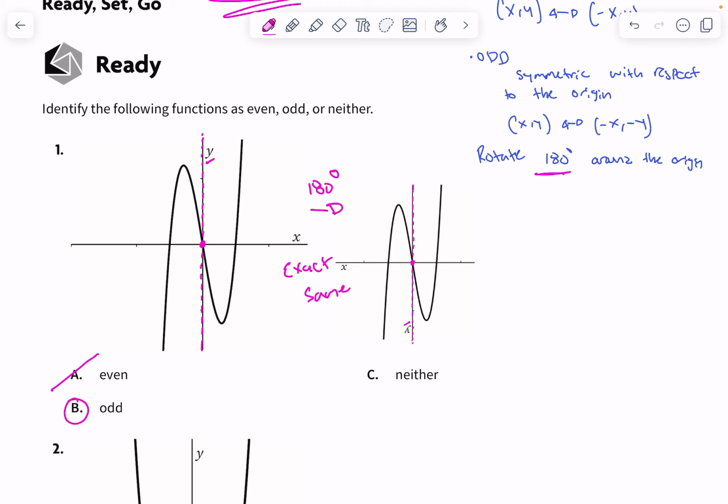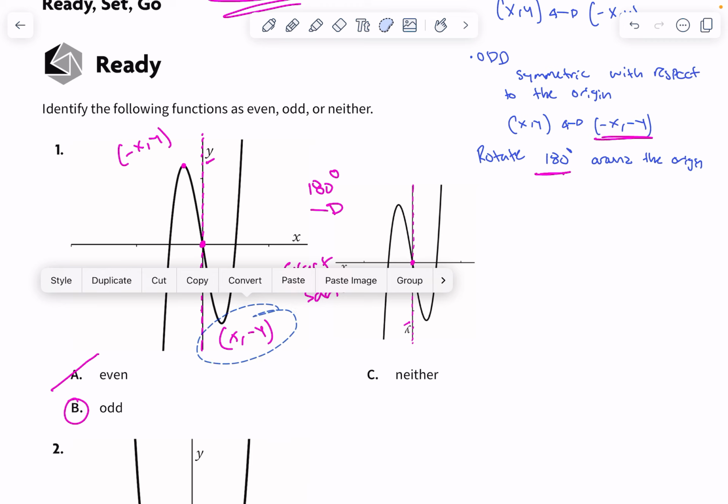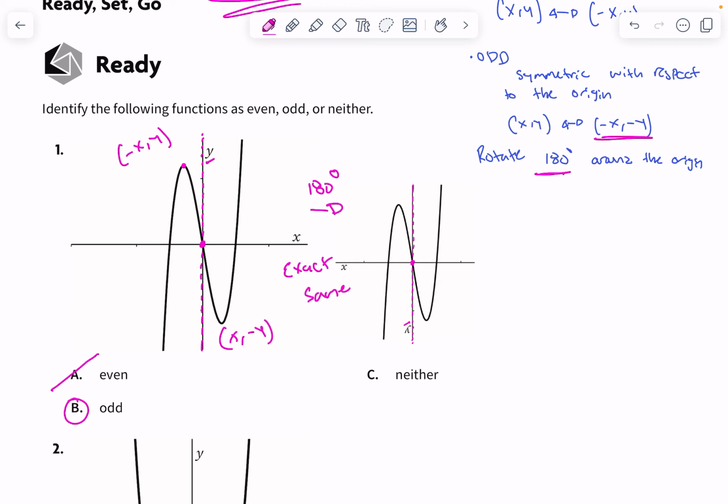Another way you could do this is to think about this as a point. This is a negative x, positive y point. I don't know the x coordinate or the y coordinate. But an odd function means that I can negate both of them. So if I negate both of them, that means negative x, negative y. So this will become x, comma, negative y. Do I have this point? X, comma, negative y? Yes, I do, right? So visually, I can rotate this and it's an odd function, okay?